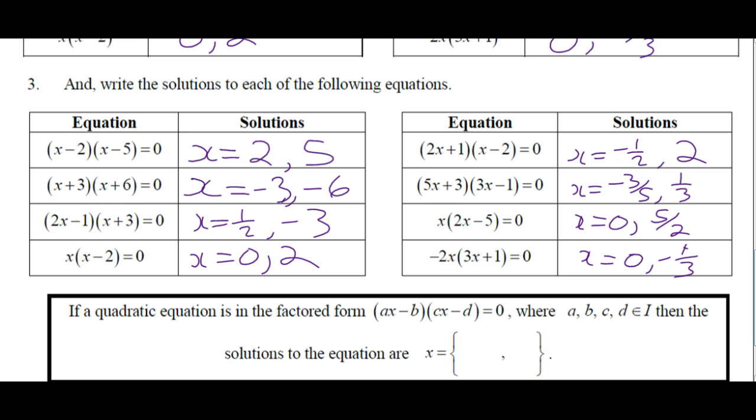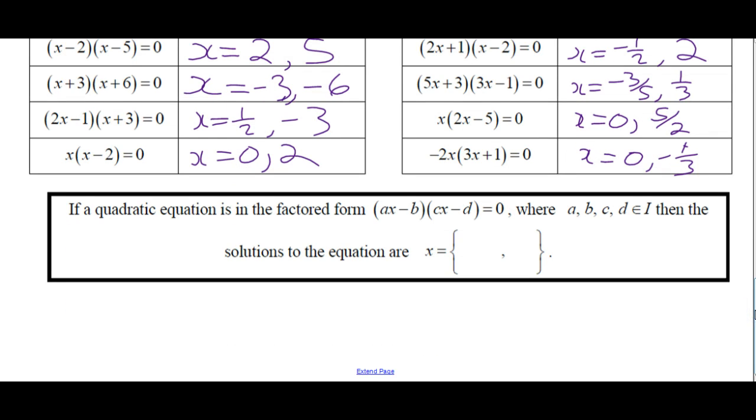So if a quadratic equation is in the factored form, (ax - b)(cx - d) = 0, where a, b, c, and d are integers, then the solutions to the equation are, so what's the solution to this guy? Take the negative b, b over a, right? Take the b, change the sign, b over a, and what's the other one? d over c. Now, notice these are given with brace brackets. Brace brackets say that this is a set of numbers. It's not an ordered pair, it's a set of numbers. So that's just a more formal way of saying it here.